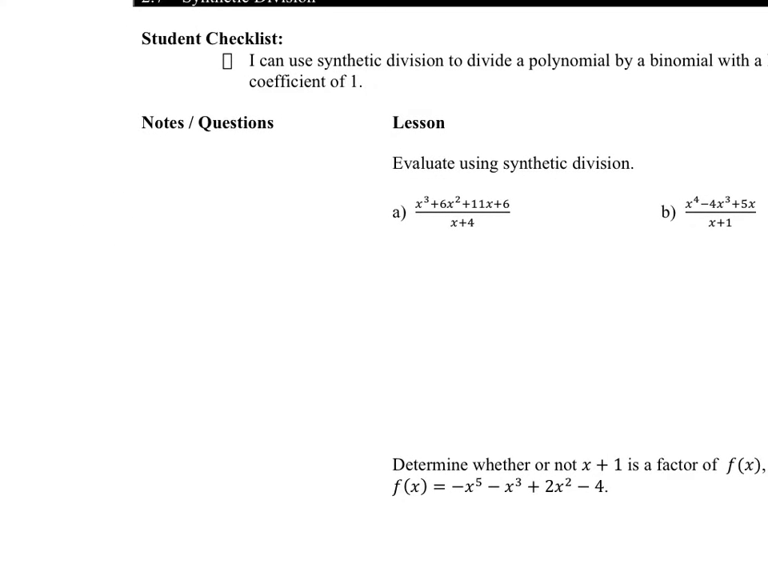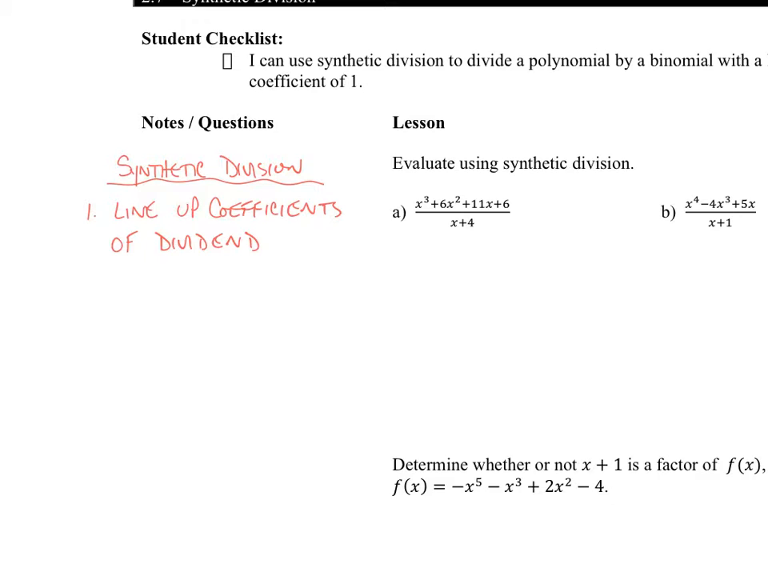So when we use synthetic division, the first thing we're going to do is line up the coefficients of the dividend. So that's our numerator. We'll write them in a straight row across, just like we would with long division, except without the x's. So we have a 1x cubed, we have a 6x squared, we have 11x to the first, we have a 6x to the 0, or that's our constant.